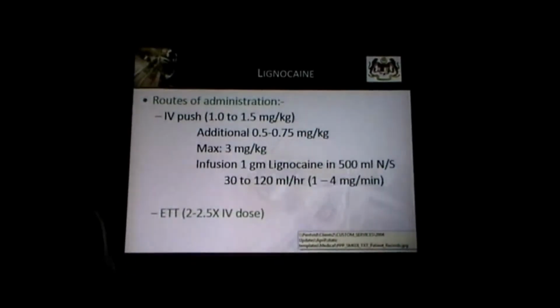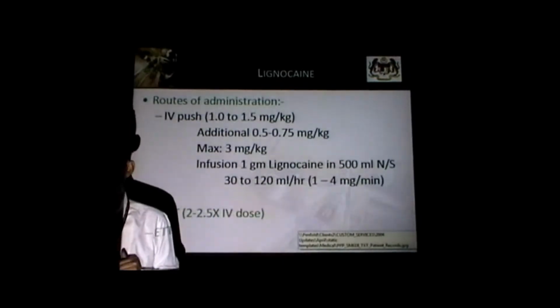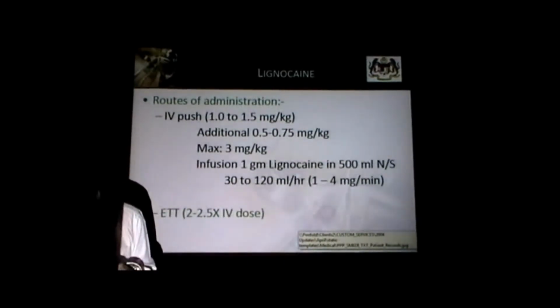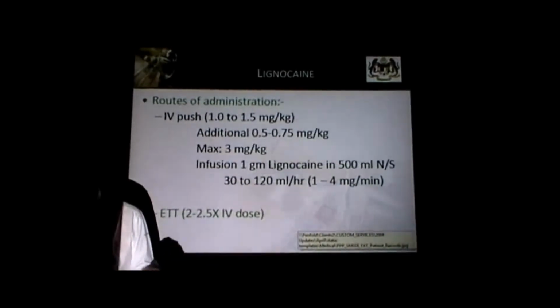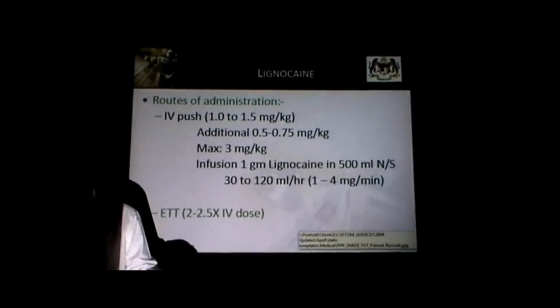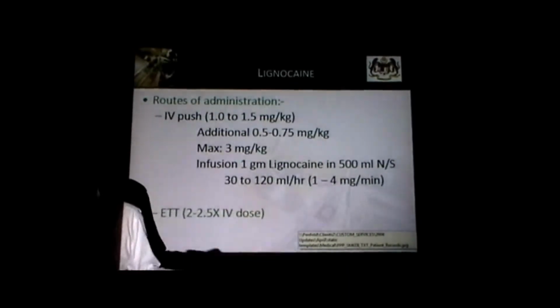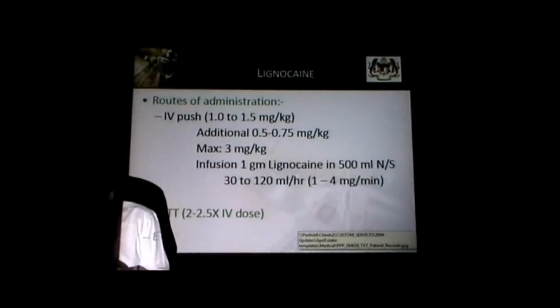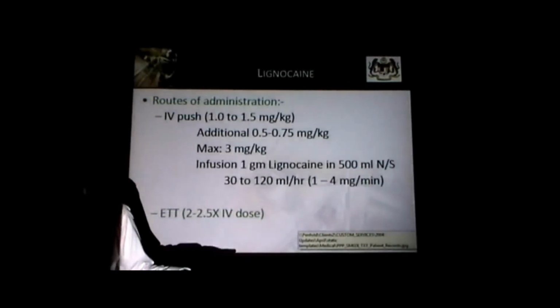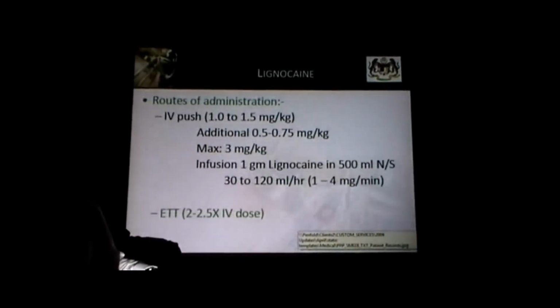Okay, let's say in your MCQ tomorrow, if the question came out, what is the second dose of lidocaine? I mean, you give the first dose of lidocaine, failed, patient still having tachyarrhythmia, what is your second dose? So this is the answer. Okay, you got me? So basically half the dose.